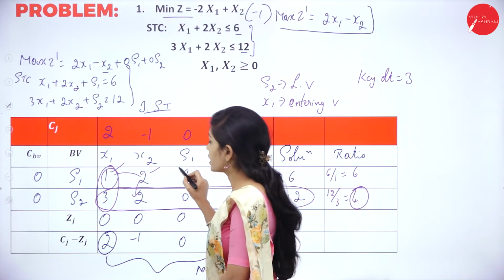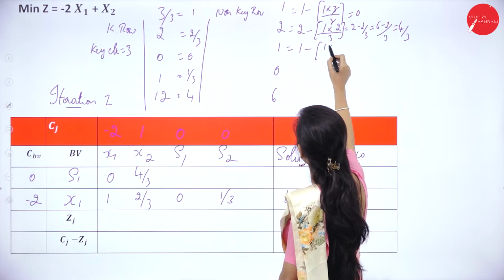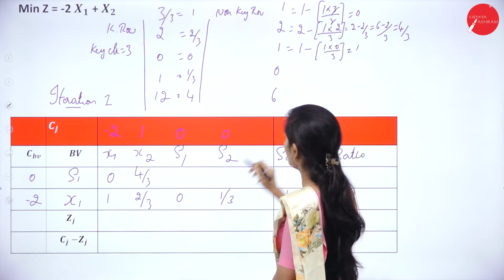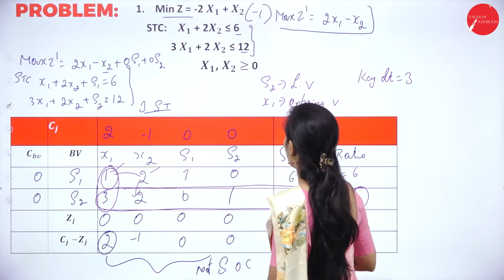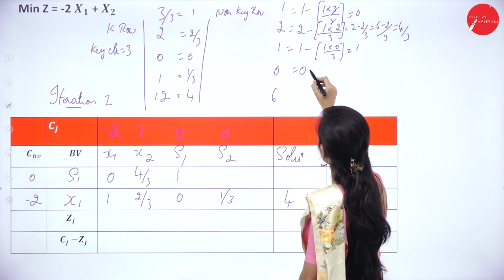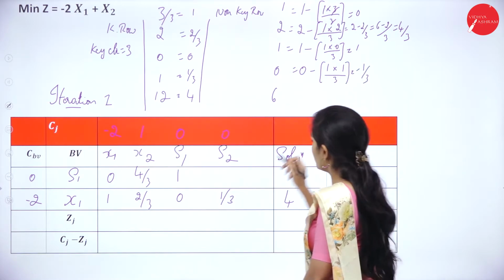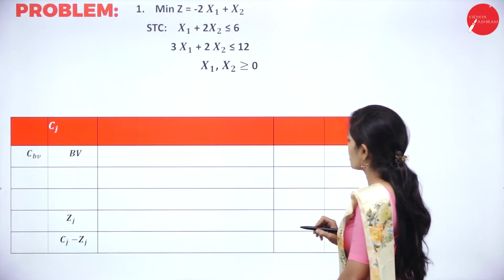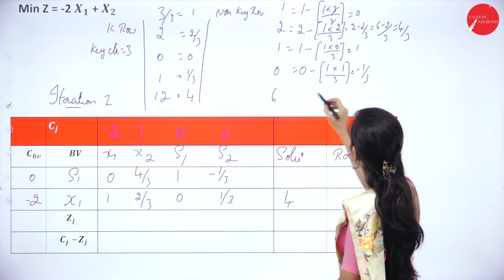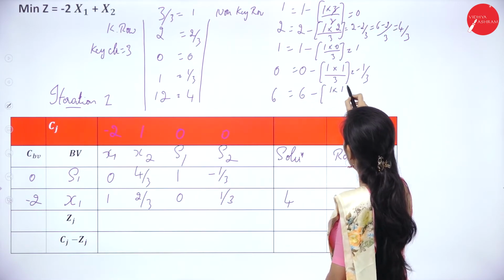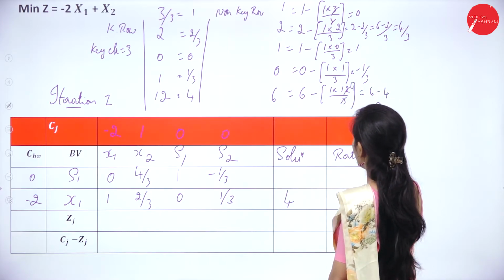And next value is 1. Old value 1 and corresponding key column 1. Key row is 0. So 1 minus 1 into 0 by 3. It is 1. And old value is 0. Corresponding key column 1. Key row is 1. So 0 minus 1 by key element. So minus 1 by 3. Old value 6, corresponding key column 1, key row is 12. So 6 minus 1 into 12 by 3. 3 fours are 12, 6 minus 4 is equal to 2.